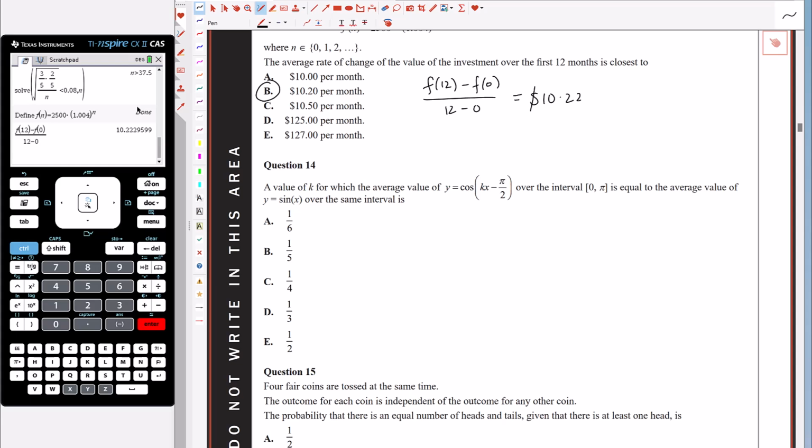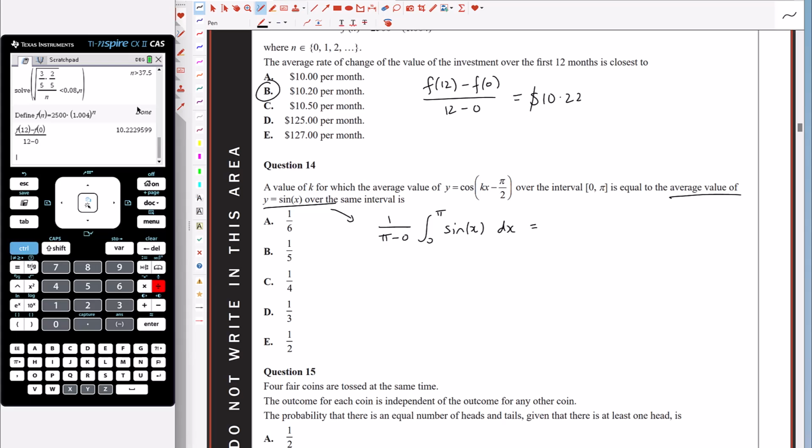So question 14, a value of k for which the average value over the interval from 0 to pi is equal to the average value of y equals sine x over the same interval is. Now I'm sure there's a fancy way we could think about this graphically, but with our CAS in hand it's just going to be quicker to work these things out. So the average value of y equals sine x over that same interval is going to be 1 on pi minus 0, integral from 0 to pi of sine of x.